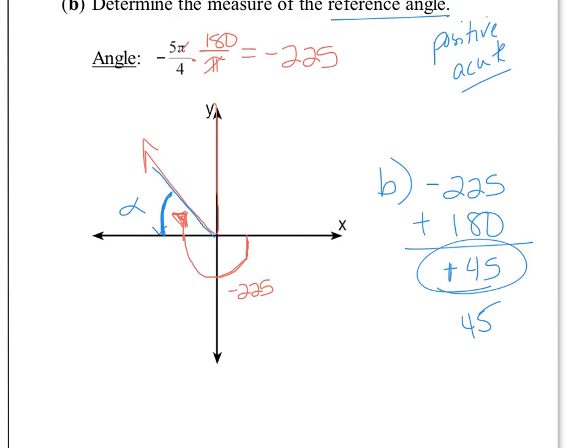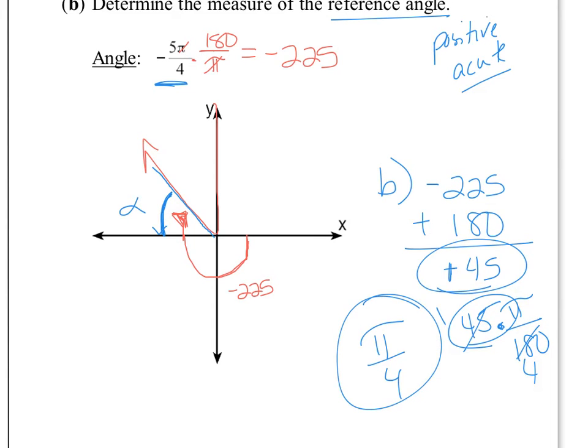This is positive 45 degrees, and that's great, but the question was asked in radians, so the answer needs to be in radians. So you need to convert this back. 45 times pi over 180, and when all is said and done, it's pi over 4.